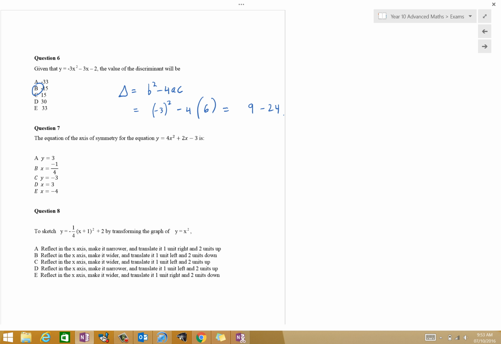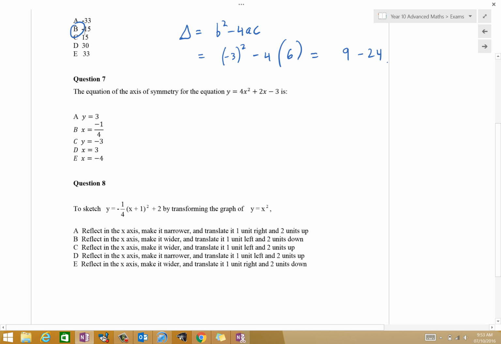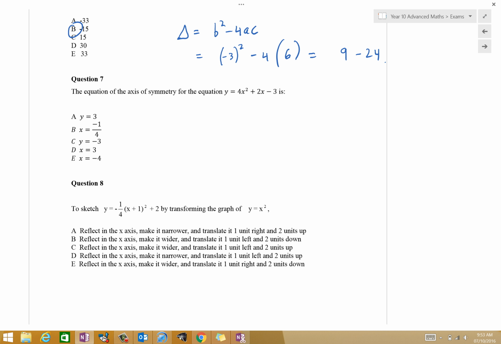Can't get the square root of a negative number unless you do specialist maths. That's true, all right? It's coming, 2 years. All right, for some of you.